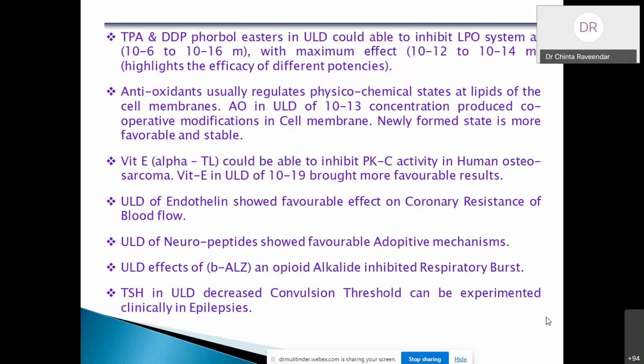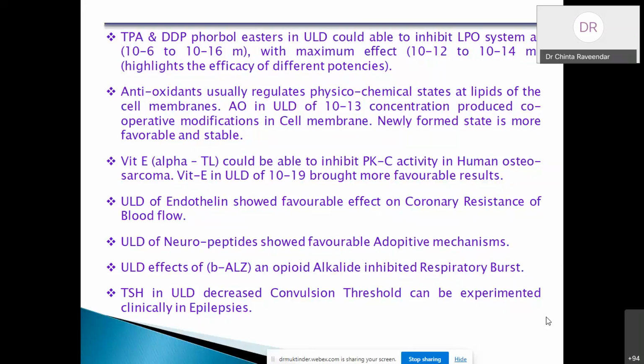Then coming to the antioxidants, everybody knows their action. They usually regulate the physicochemical states of lipids of the cell membrane. So these so-called antioxidants which you purchase from the medical stores, when experimented in ultra low dose, that is, highly diluted at a concentration of 10 to the power of minus 30, produce cooperative modifications in the cell membrane. The newly formed state is more favorable and stable.